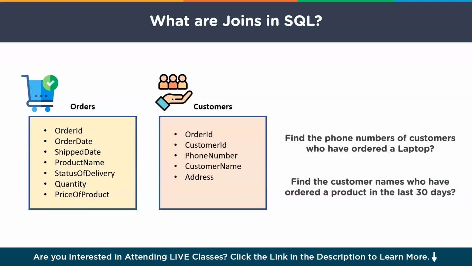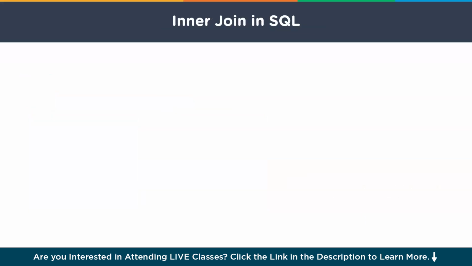Now let's see another problem where you need to find the customer names who have ordered a product in the last 30 days. In this case, we want the customer name present in the customers table and the last 30 days order information, which you can get from the order date column that is present in the orders table. Okay, now let's discuss the different types of joins one by one.